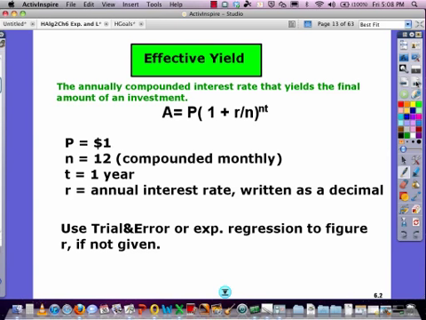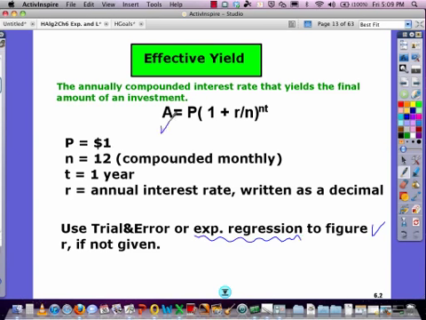Now, there is something called an effective yield. How much is your bank account really effectively earning? This used to be something that they had to post, but it is the annual compounded interest rate that yields the final amount of your investment. If you quickly did $1, 12 compoundings for 1 year, at the annual interest rate, you would find out about how much your account is really earning. And we'll probably do that one together in class. The book uses this example as: use some trial and error or exponential regression equations to figure out r if it's not given.